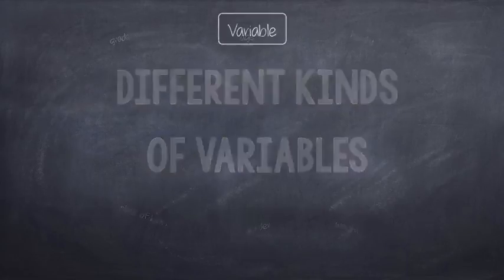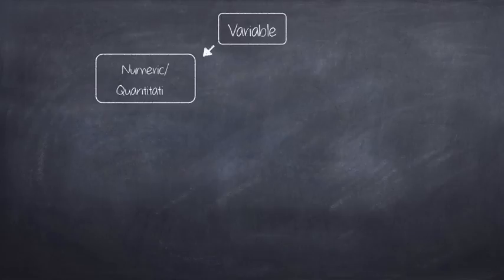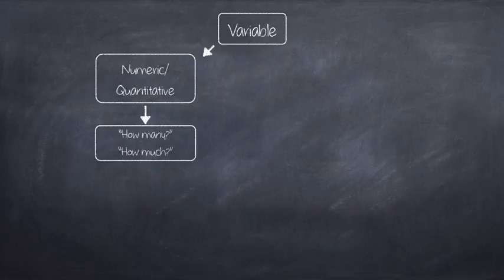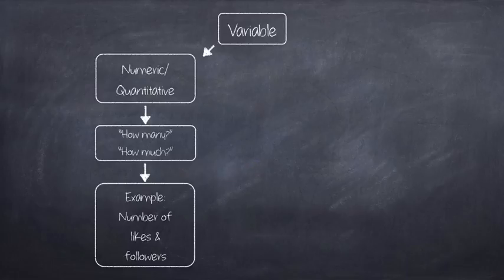For instance, take a look at this graphic on the screen. A numeric or quantitative variable answers the question how many or how much. Tell your students that the word quantum in Latin means how much. So when you're looking for a quantitative variable, you're looking for a number. The number of likes and followers on Facebook are numeric variables.